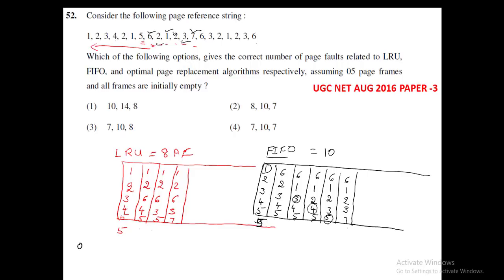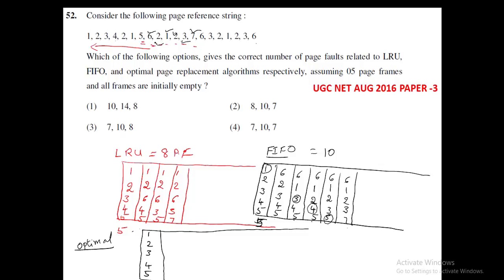And see the next one, that is called optimal page replacement, right? So what is optimal page replacement here? Optimal means we have to look at the future references of the pages referred by the CPU. So take the same reference string here. Initially we get 5 page faults, that is 1, 2, 3, 4 and 5, so there are 5 page faults, right?